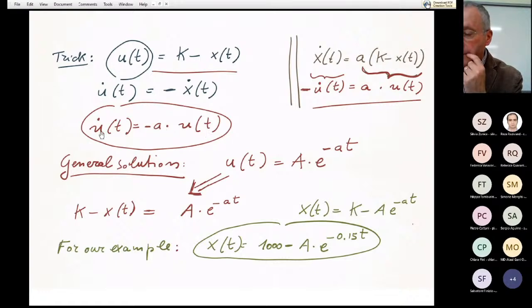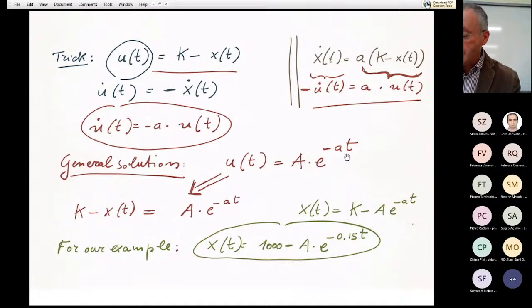So what is the general solution for u? It's minus a, our r of the previous model. So a given initial level, not of variable x but of variable u, times the exponential of minus a t. This is the solution of the model in terms of variable u. But now remember that u is K minus x. Replace: K minus x(t) is equal to a times the exponential of minus a t. Now solve for x. x(t) is equal to K minus a times the exponential of minus a t. This is the general solution to our model with carrying capacity.